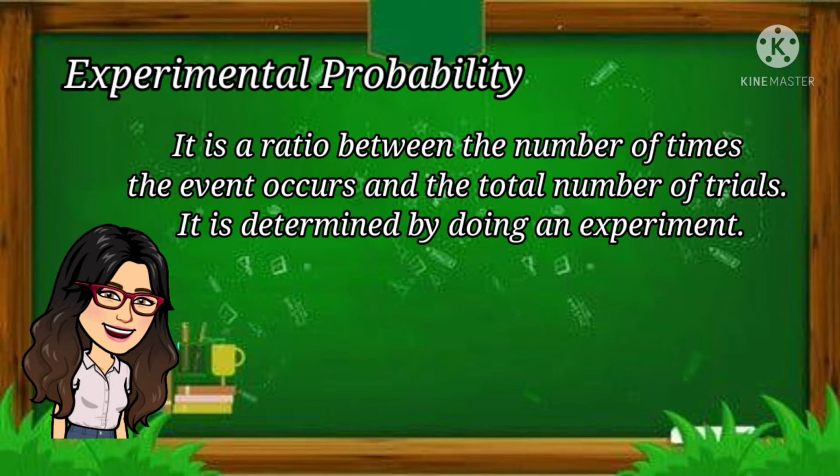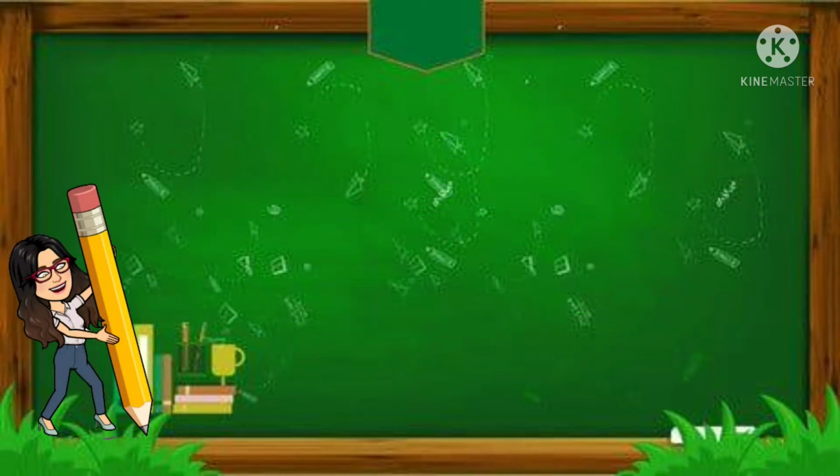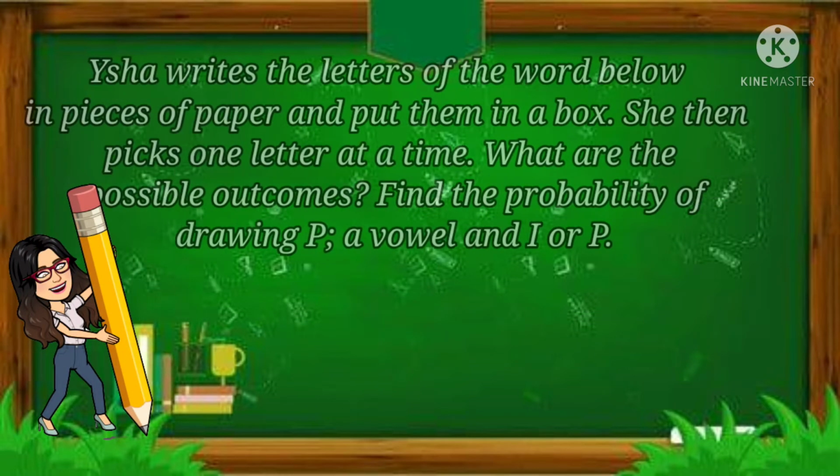This is the formula that we are going to use to get the experimental probability. Experimental probability is equal to the number of times the event occurs over the total number of trials. Okay, let us study and analyze the problem.